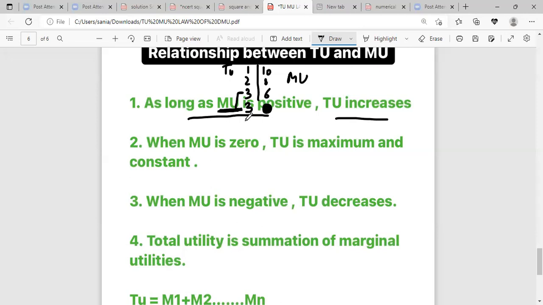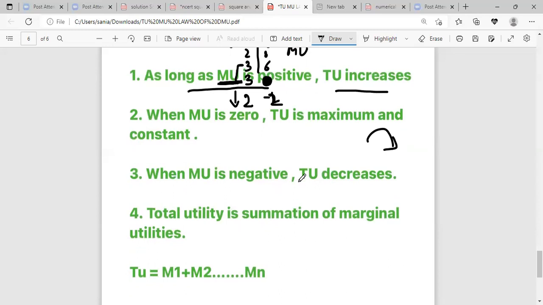Clear? Now, if I force you to eat one more, then MU will be, for example, -1 or -2. Just a minute, I'll erase. So it is, for example, -2. For example, I force you to eat one more chapati. Then whatever you ate earlier came out. Your one chapati came out due to vomiting. So MU is negative and TU starts decreasing. When your MU becomes negative, your TU starts decreasing, because whatever you ate was coming out.